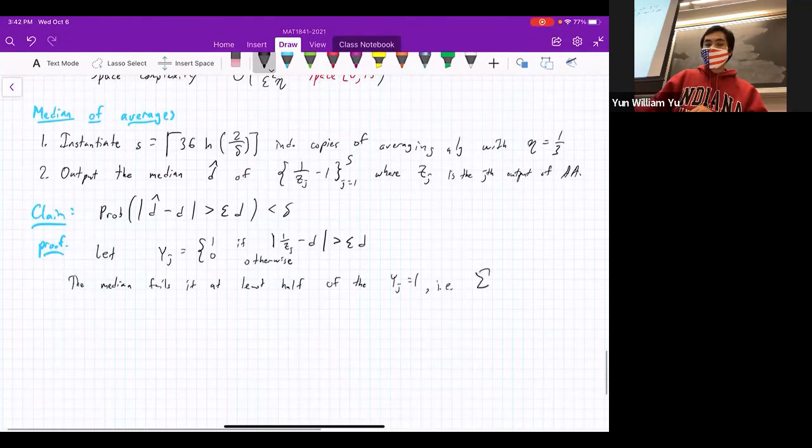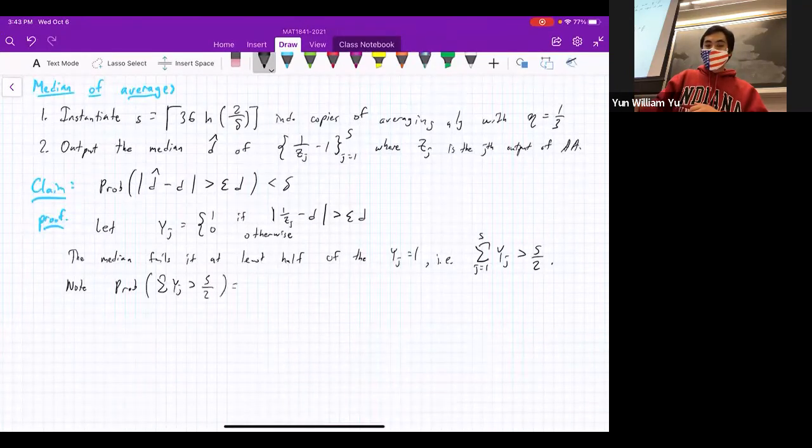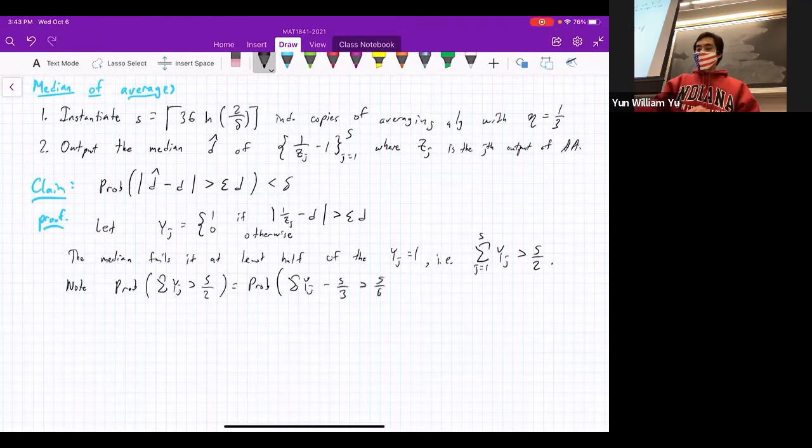That is to say, if the sum over j equal 1 to s of yj is greater than s over 2. But of course, this is unlikely because we know that the expected value of yj is equal to 1/3, since that was our failure probability that we set. So the probability that the sum of yj is greater than s over 2 is equal to the probability that the sum over yj minus s over 3 is greater than s over 6. Okay, so the deviation from the expectation.